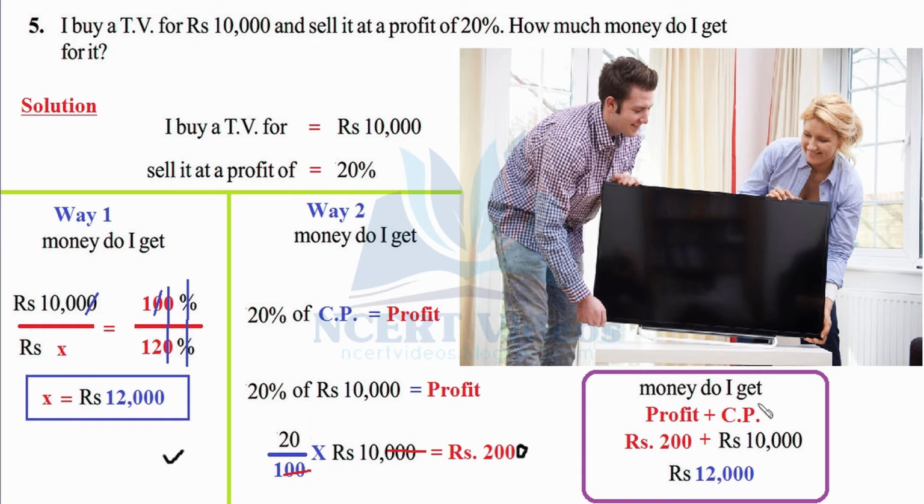And then how much money do I get? Apart from 10,000, I will add 2000 to it. So initially it was 10,000 and then I added 2000 to it to give you 12,000. So in this way, we arrived at the same answer but with a different approach. However, always try to prefer this. This is more logical and faster. And that is your question number 5.